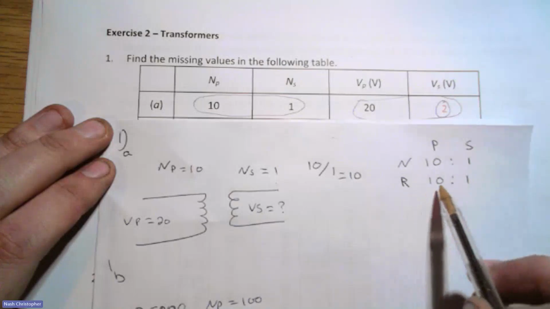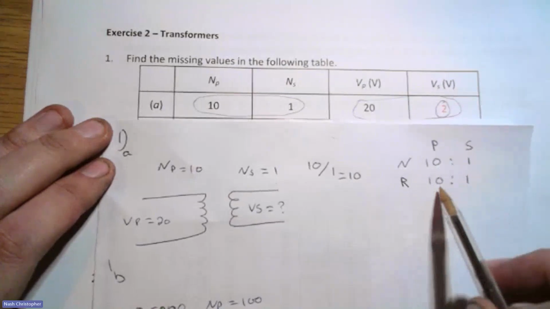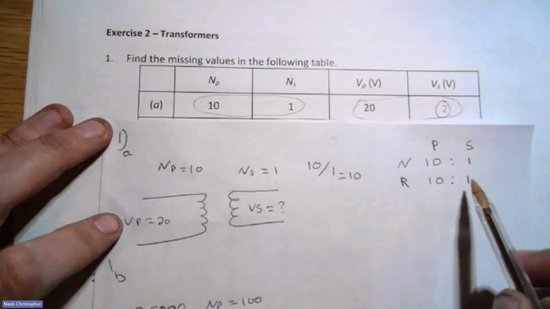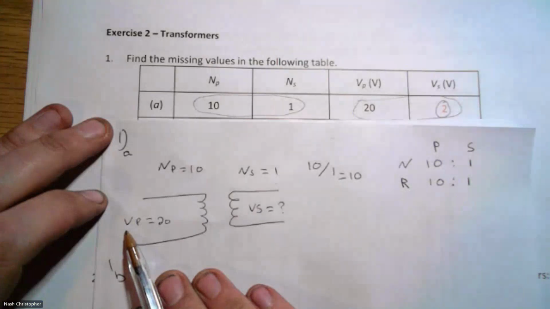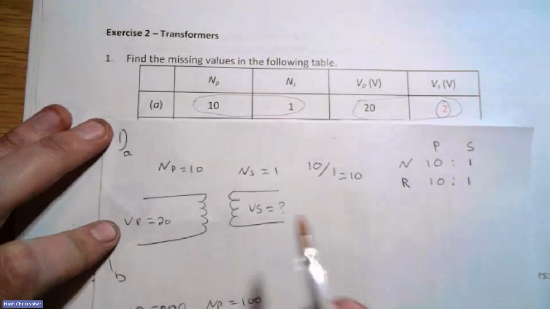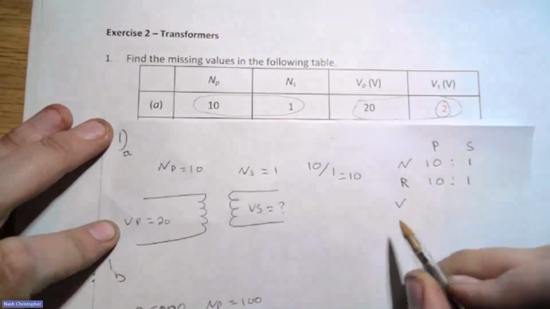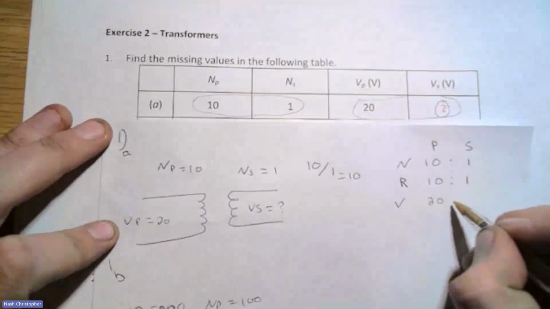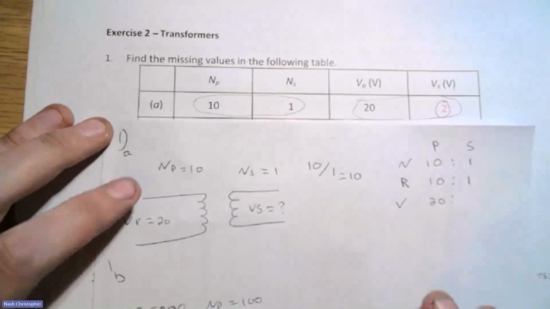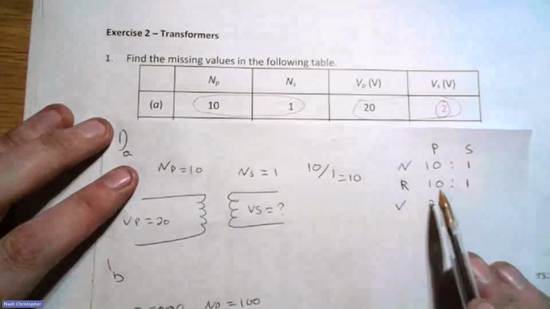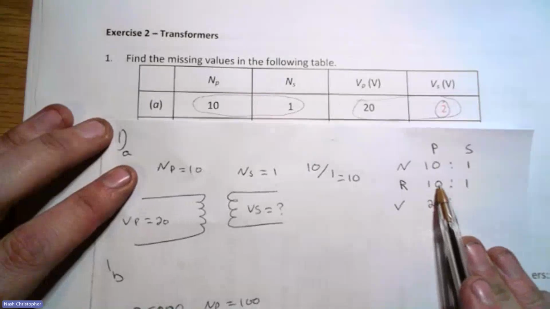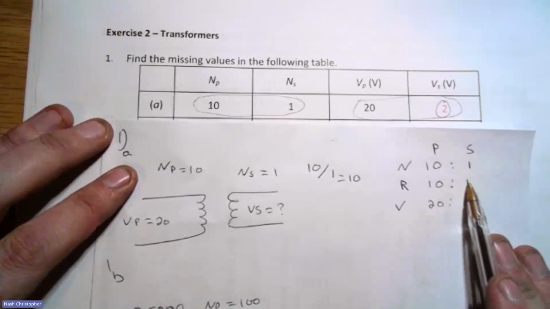This then allows us, so we have a ratio of 10 to 1. So for every 10 on this side, it equates to 1 unit on that side. So from the example, we know that VP is 20 for the primary side. So again, we can put in our V, which is 20. So we then need to calculate what the secondary value is. So if we look at this example, we know our ratio is 10 to 1. So anything on the primary side is 10 times larger than the secondary side.